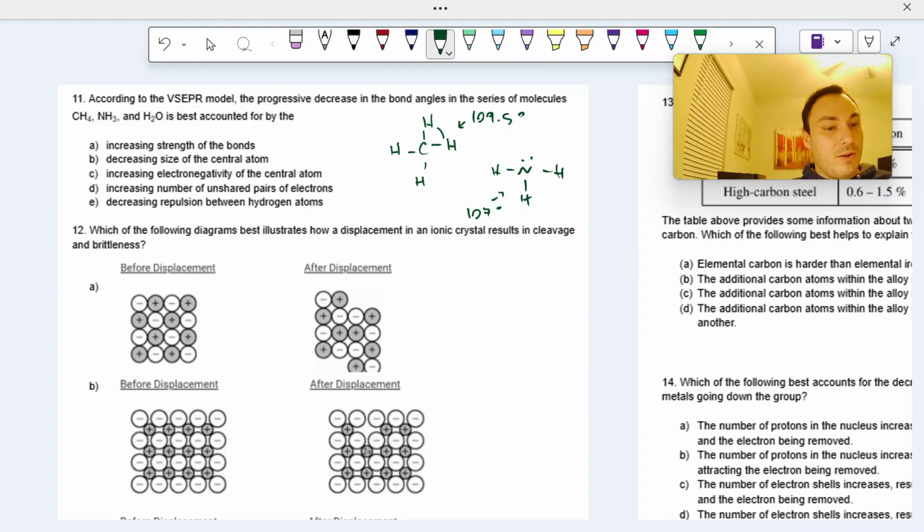It's less than 109.5. Why is that? It's because there's a lone pair. For bond angles, lone pairs take up more space than bonded atoms. So that lone pair being there pushes everything further away from it. So the answer is the lone pair. We just have to pick the one that's saying that. Increasing strength of bonds, increasing size of central atom, increasing electronegativity, increasing number of unshared pairs of electrons. Ding, ding, ding. That's a lone pair, just said weirdly. Decreasing repulsion between hydrogen atoms. Nope. The rest of those are just lingo. It's the one about unshared electron pairs, which are lone pairs.